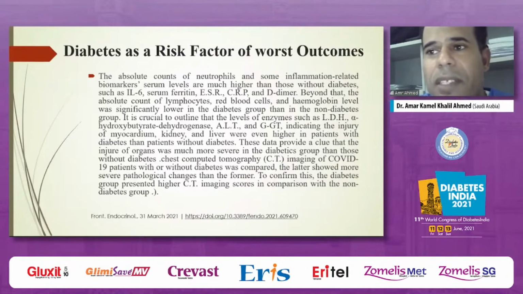It is crucial to outline that levels of enzymes like lactate dehydrogenase, alpha-hydroxybutyrate dehydrogenase, and ALT, indicating injury of the myocardium, kidney, and liver, were higher in patients with diabetes than in patients without diabetes. This data provides a clue that organ injury was much more severe in the diabetic group than in those without diabetes. Chest CT imaging of COVID patients with or without diabetes was compared.